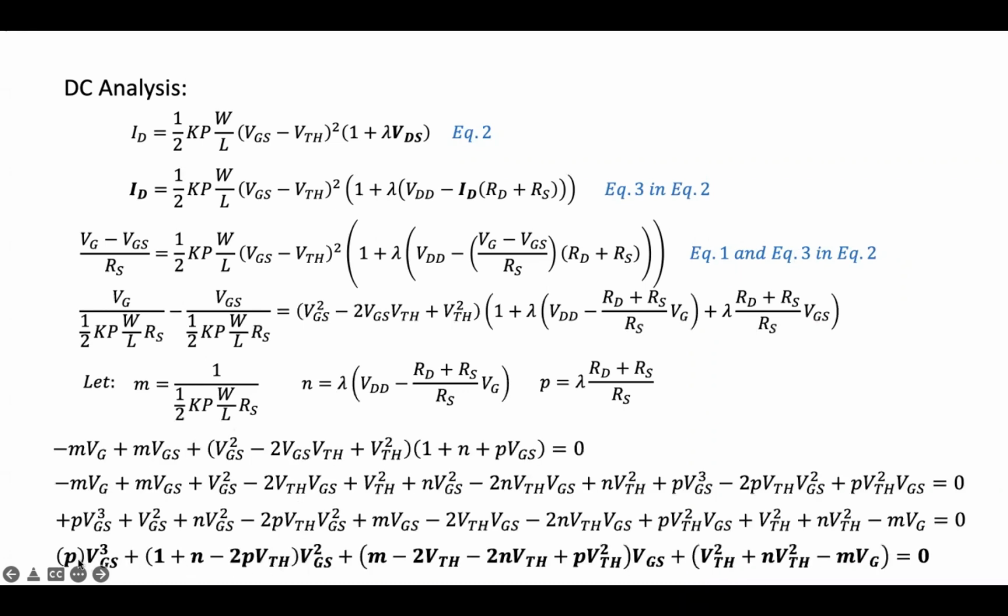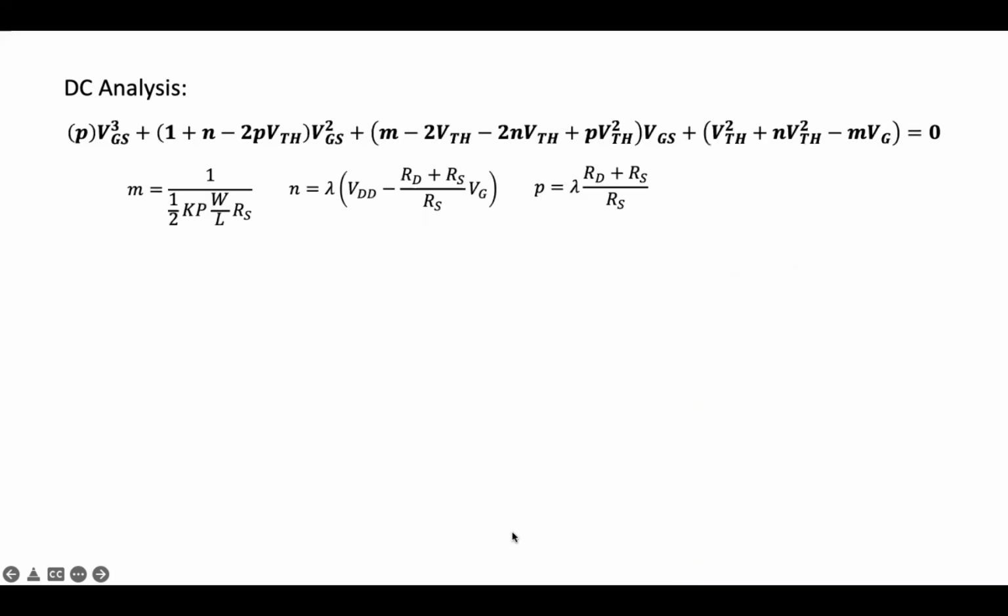Ayan, and then I arrive at this equation. Medyo mahaba tingnan, no? So based on this equation, you have the cube root of VGS, square cube of VGS, square of VGS, then we have VGS, and then we have the constant. So the M coefficient is equal to this, N is equal to this, and then the P coefficient is equal to this.